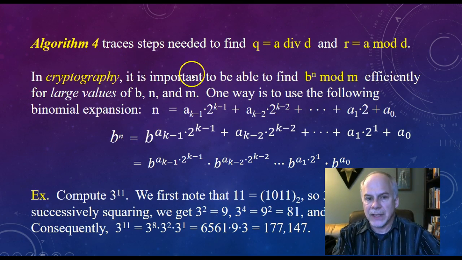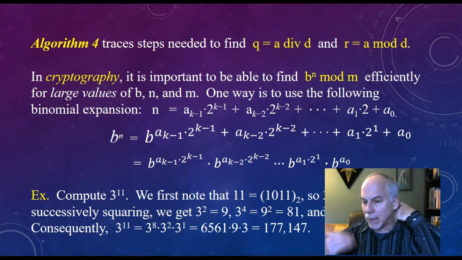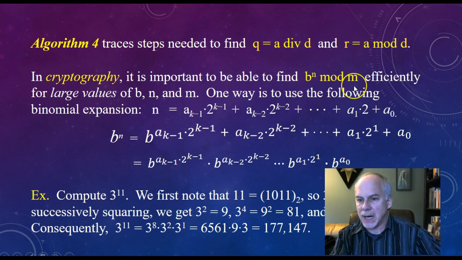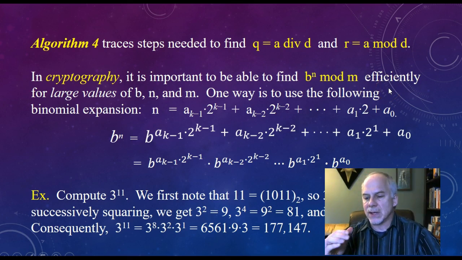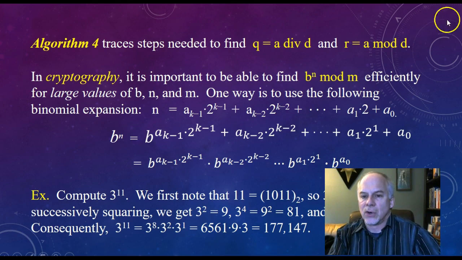So in cryptography, it is important to be able to find B to the nth power mod M for any base and any N value. Mod any M value, okay? With any modulus you want. But we need this to be done efficiently, even when those are large numbers, okay? So one way to do this is use the following binomial expansion, okay?